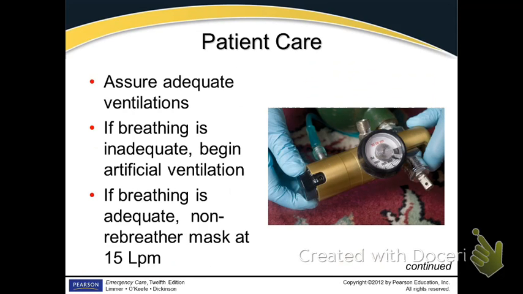What about a non-rebreather? What's the indication for a non-rebreather? Moderate or severe respiratory distress. And what liter flow? No, that's not 15, that's a bag valve mask. 10 to 15. It says 10 to 15 here, and that's okay. But the goal with the non-rebreather, remember, is just to keep the reservoir bag full. 15 is the most.